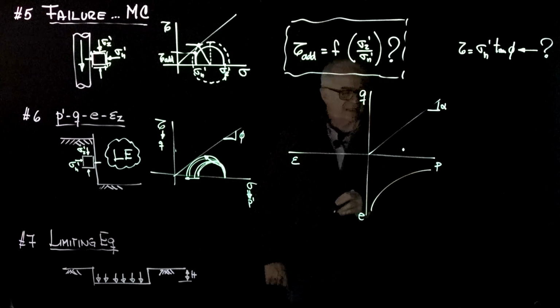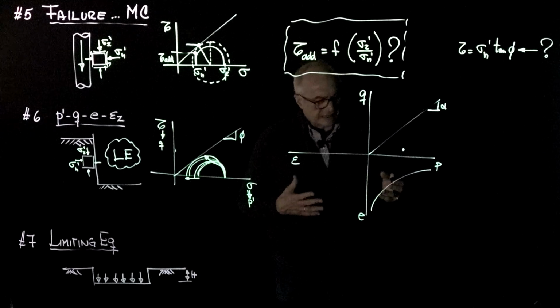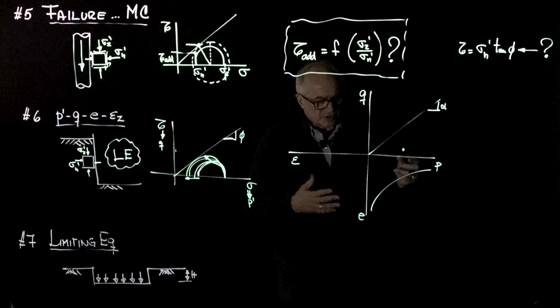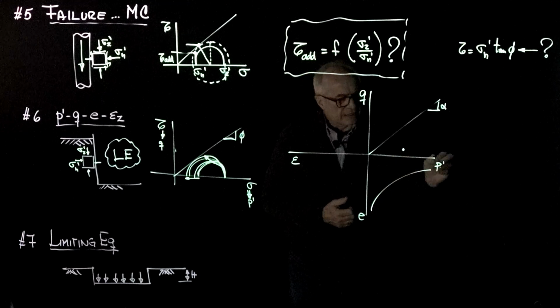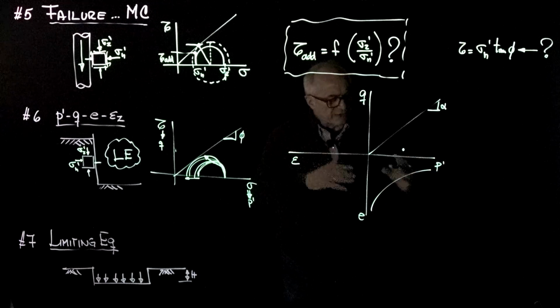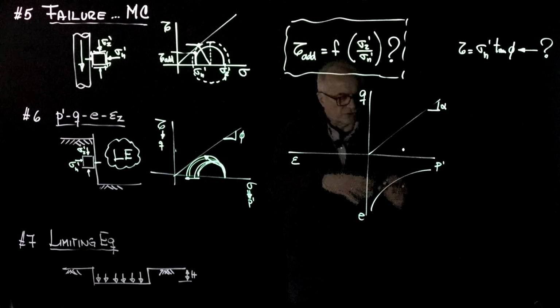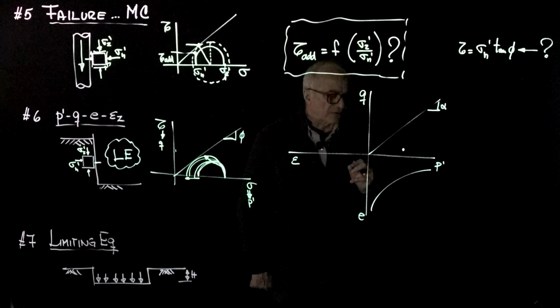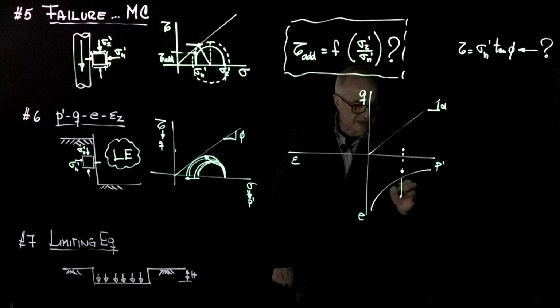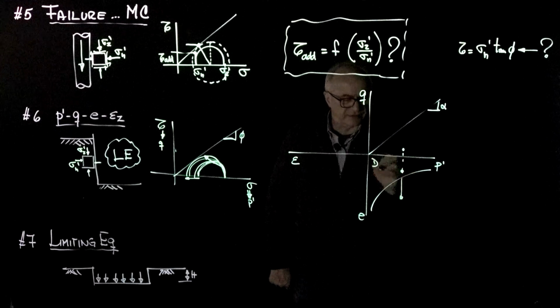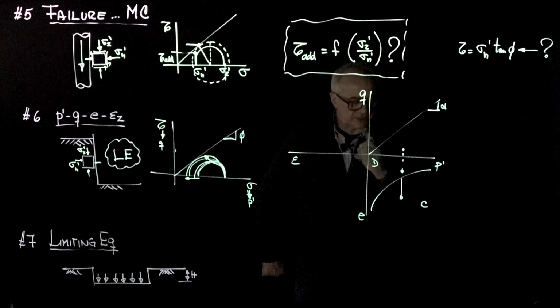This is the critical state line. In other words, the locus of points in the void ratio mean stress P prime, where either dilative or contractive materials will evolve to reach that line, to shear at constant volume. And we could have started with either a dilative or a contractive material. This is the dilative regime, this is the contractive regime.